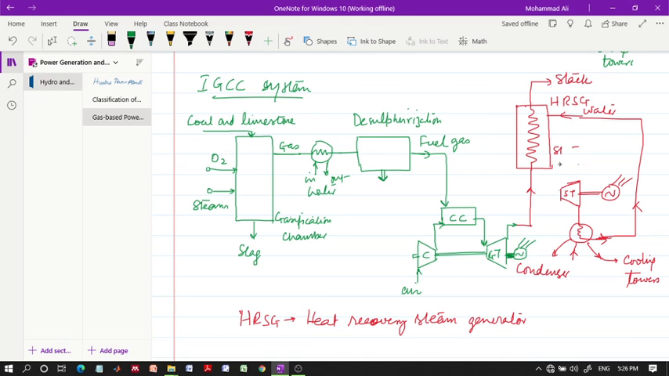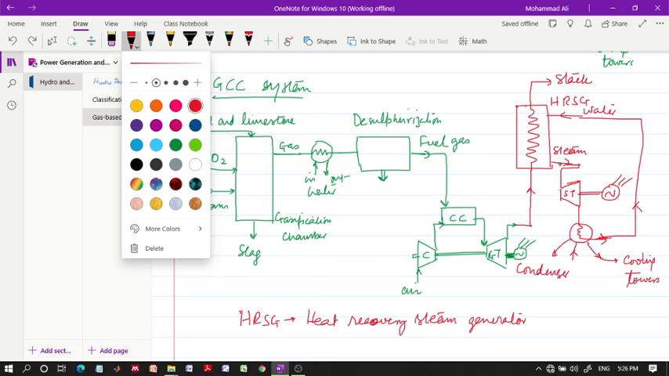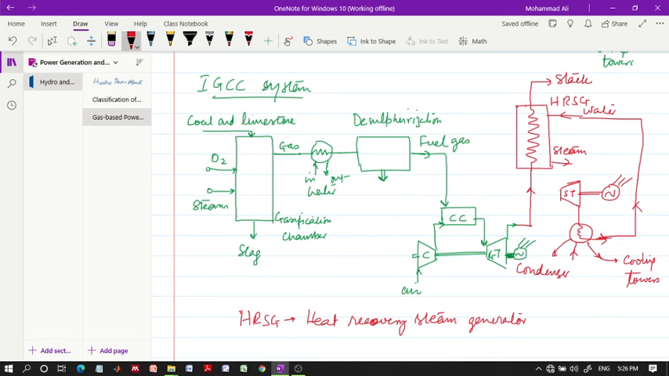All right. Okay, sorry. Now it is more clear. So this is what the integrated gasification combined cycle plant looks like. This is the schematic of this. So you must be able to write it in your own words now. Thank you very much.